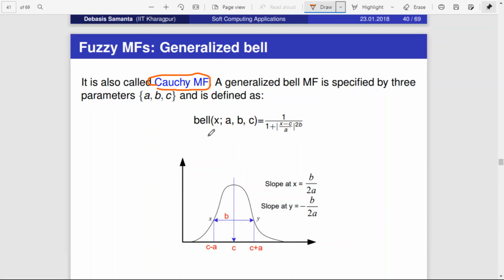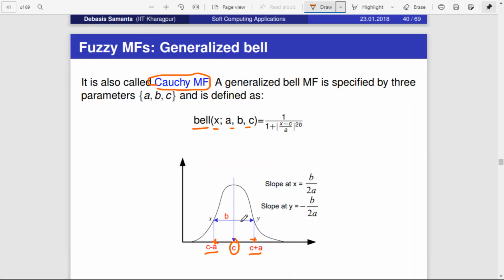In that case it is represented like this: bell of x, a, b, c. There are 3 parameters, a, b and c. c is the center point again, and a is some value such that you subtract it from c, and also add it to c. When you subtract a from c, you get one point. When you add a to c, you get another point.